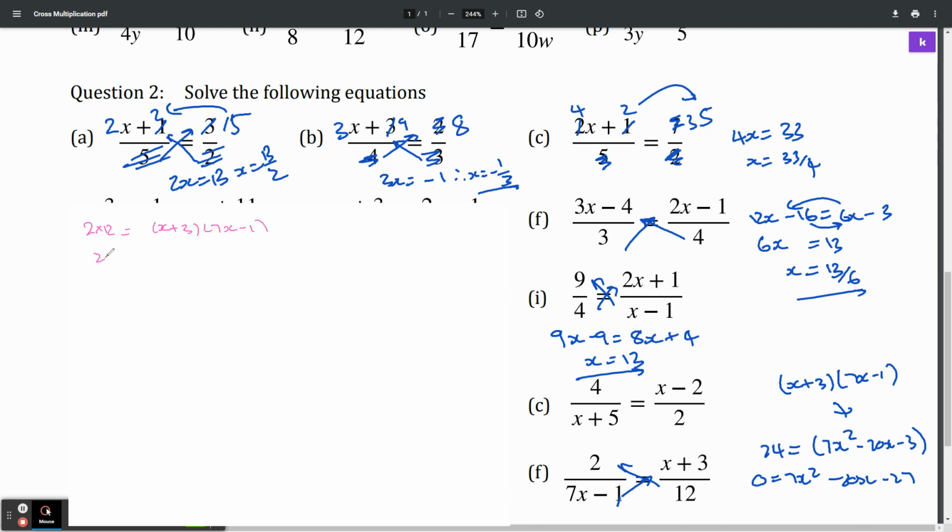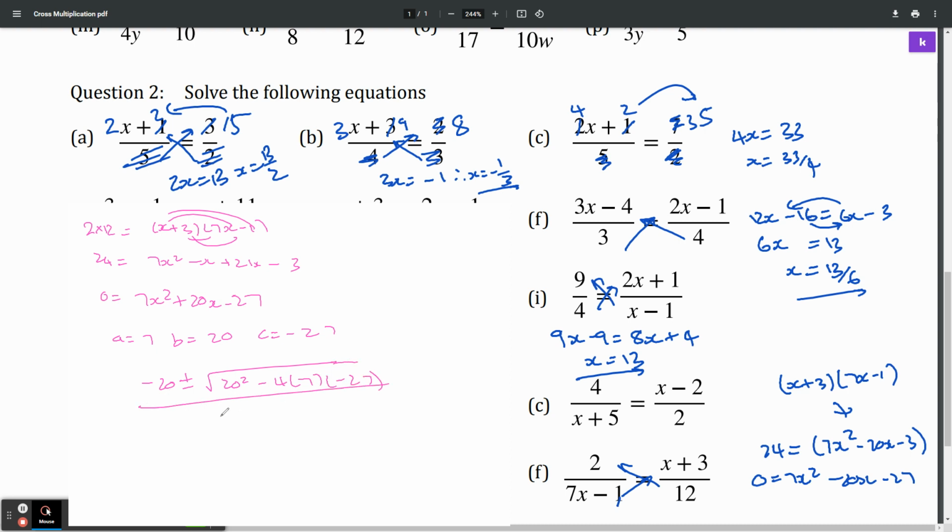Let's check this out. This is 24. That's going to be 7x squared minus x plus 21x minus 3, which becomes 7x squared. That's 21x minus x, so it's going to be plus 20x. And minus 3 minus 24 is minus 27. So if a is equal to 7, b is equal to 20, and c is equal to minus 27, then x equals minus 20 plus or minus the square root of b squared, which is 20 squared, minus 4 times 7 times minus 27, all over 2 times 7, which is equal to 14 from there.